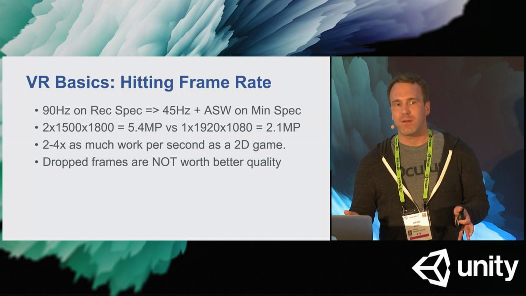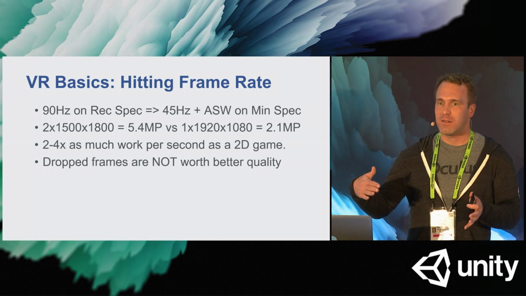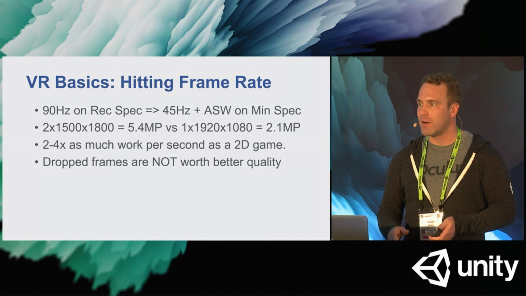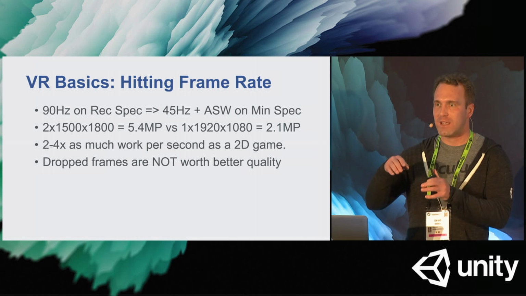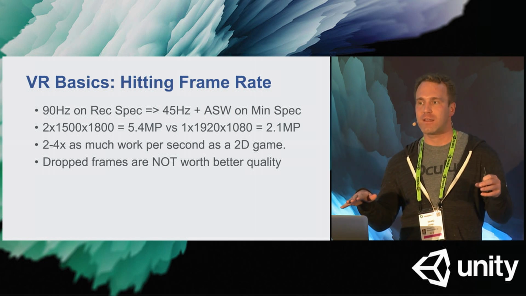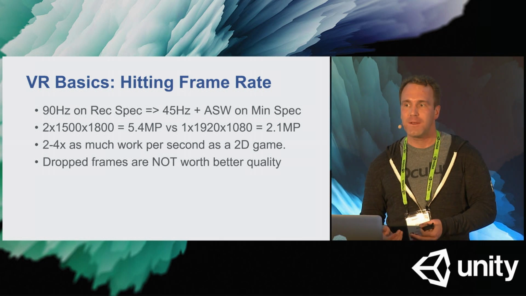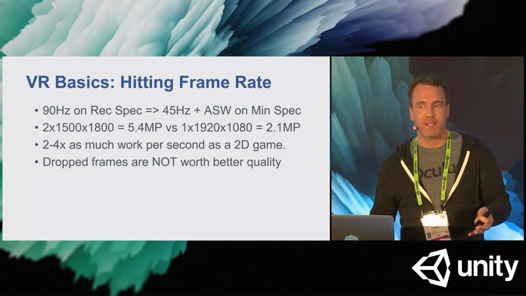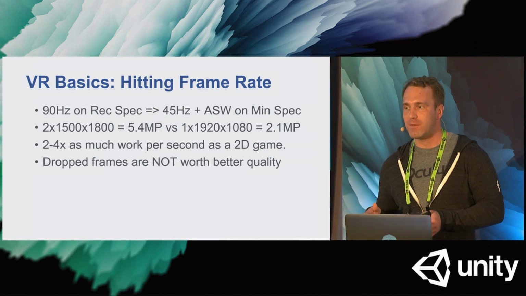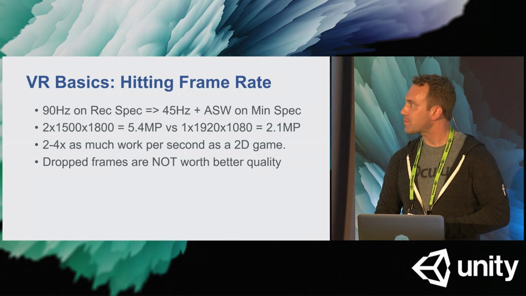If you can hit frame rate with that rec spec machine consistently, then you can also run with ASW on much lower spec machines. So our rec spec is what we recommended at the time Rift launched, and our min spec is something we published with the advent of ASW, which is around the time Touch launched. And that really widens your potential audience. So if you're able to hit 90 hertz on rec spec, you're going to really be able to broaden your reach across all the hardware we support.